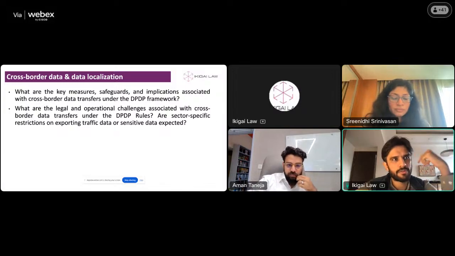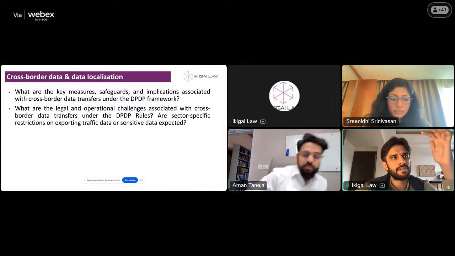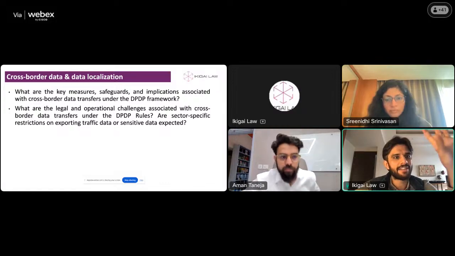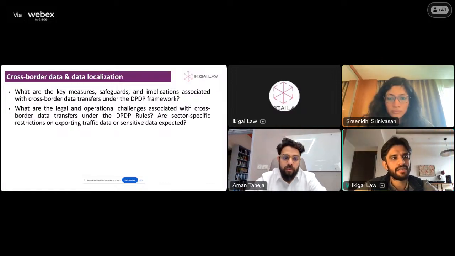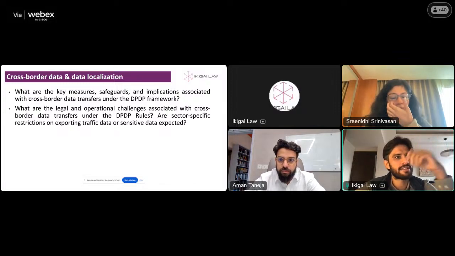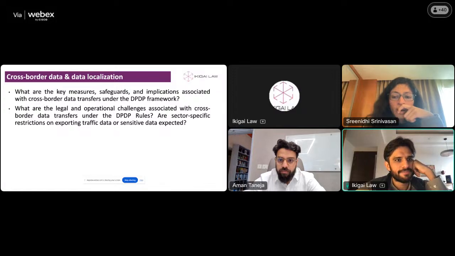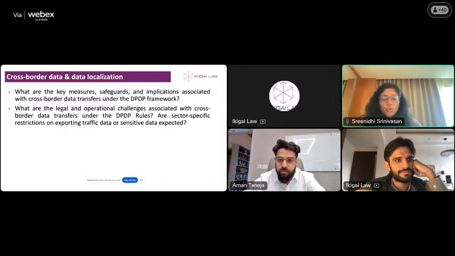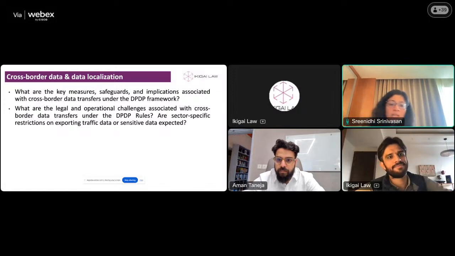Of course, Rule 12 speaks about a committee that will identify categories of data to be localized or not transferred outside India. I know this is a bit of crystal ball gazing, but any idea what those categories might look like? For SDFs to localize certain types of data.